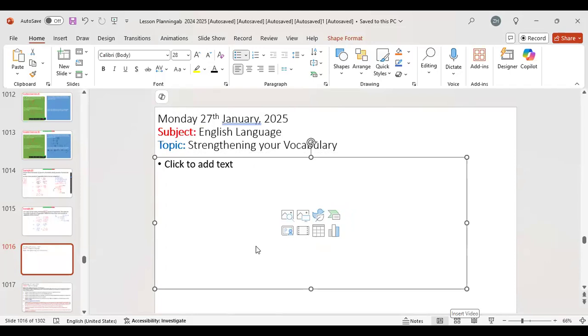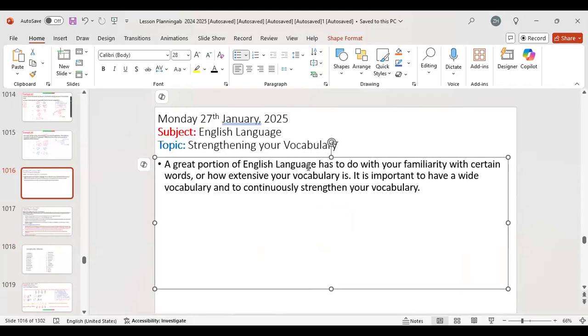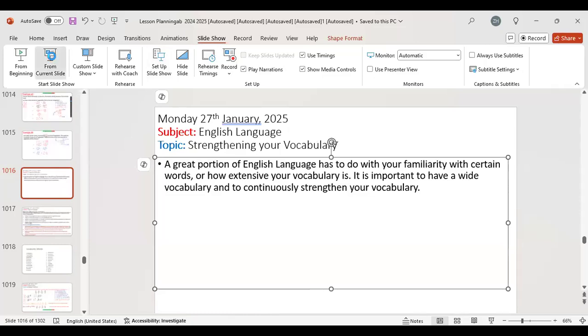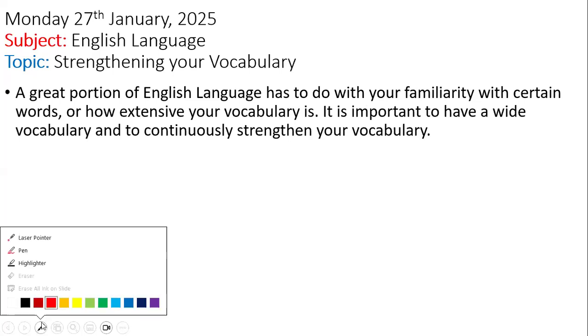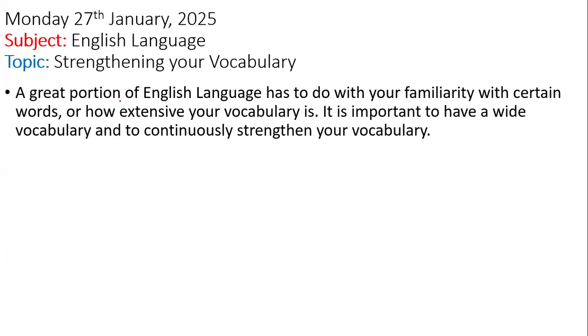So a great portion of your exam has to do with your familiarity with certain words. So let me just write this here. A great portion of the English exam, and in particular the English language exam, has to do with your familiarity with certain words or how extensive your vocabulary is. So when I say a strong vocabulary, it just means that it's extensive, right?